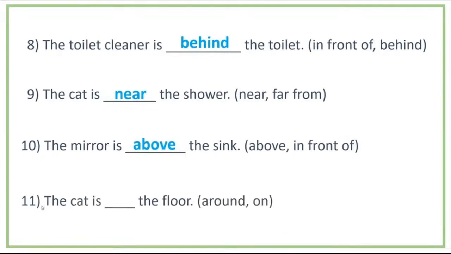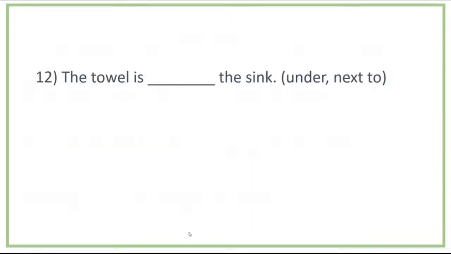Number 11. The cat is blank the floor, around or on. Answer is, the cat is on the floor. Number 12. The towel is blank the sink, under or next to. Answer is, the towel is next to the sink.